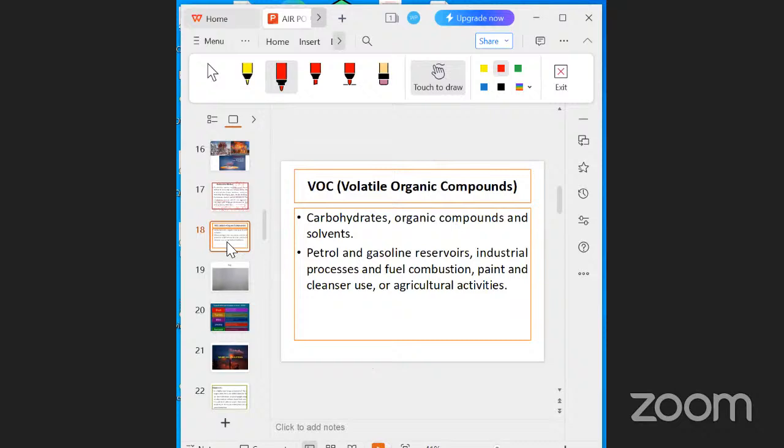VOC means volatile organic compounds, right? The volatile organic compounds can be a range of different contaminants, such as hydrocarbons, organic compounds, and solvents, right? These compounds are usually derived from petrol and gasoline reservoirs, and paint and cleanser use, agricultural activities, and also fuel combustion. The volatile organic compound plays an important role in ozone formation in the lower atmospheric layer. Okay. So it is the main cause of smog.